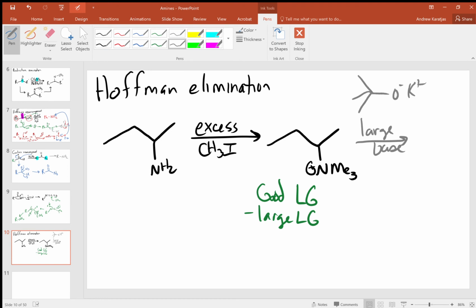When that base is going to try and do an elimination, unlike in the Zaitsev elimination, which we learned about at the beginning of this course, because of the combination of large leaving group and large base, it's going to be much easier to remove the less substituted hydrogen. The mechanism is the same. It's still basically an E2 mechanism. It's just that because of the large leaving group, the large base, we get a steric hindrance, and the base goes after the most accessible hydrogen as opposed to forming the most stable product. So in a Hofmann elimination, and that's really the only difference between that and other eliminations that we've learned, we get the less substituted alkene.